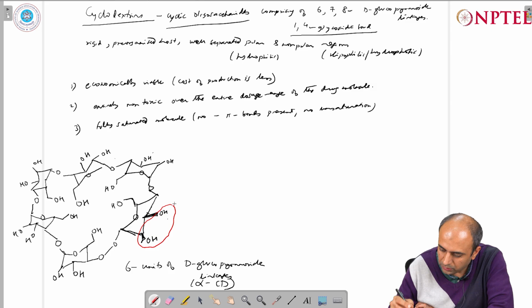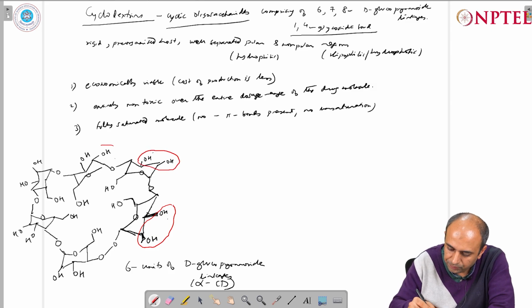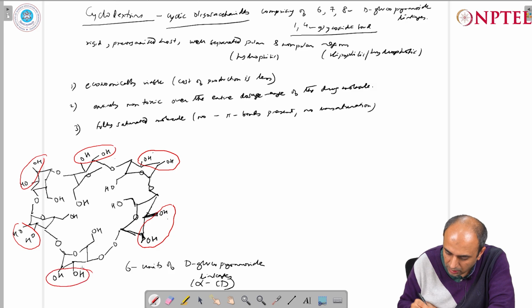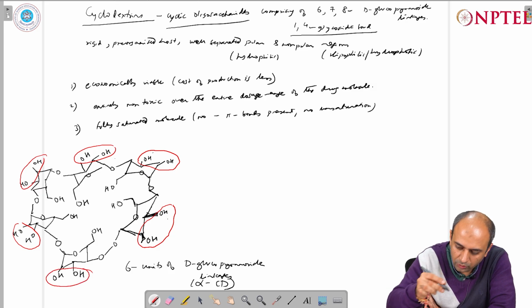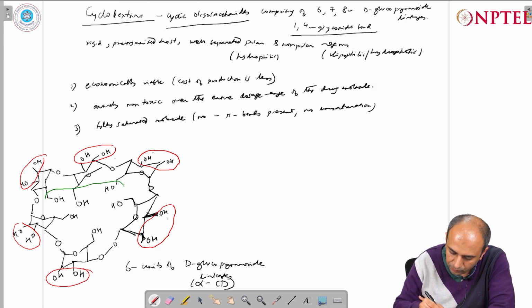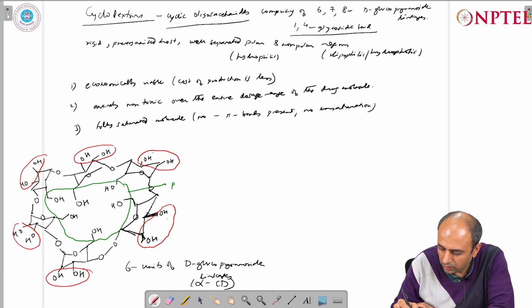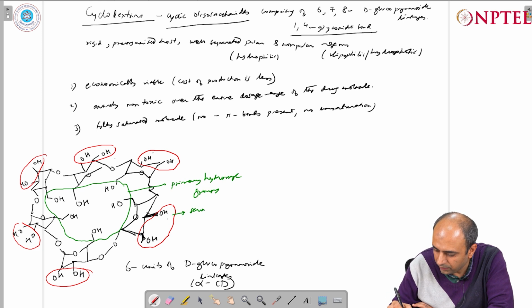secondary hydroxyl groups. These are the secondary hydroxyl groups, and these are the primary hydroxyl groups. So these are the primary hydroxyl groups, and these are the secondary hydroxyl groups.